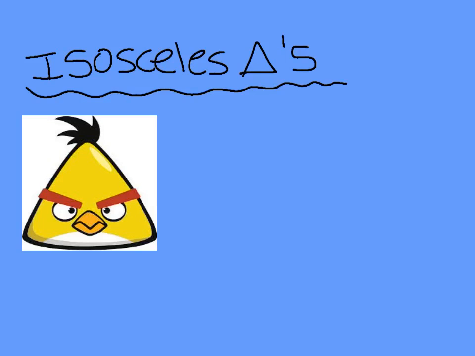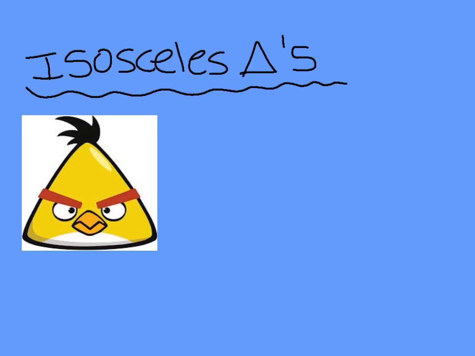The next video in our series on triangles, our third video now, is going to be on two different types of triangles. So the first one we're going to talk about is isosceles triangles. And I have a friend here with me, this little angry bird that's going to help me describe the parts of an isosceles triangle, just to review.